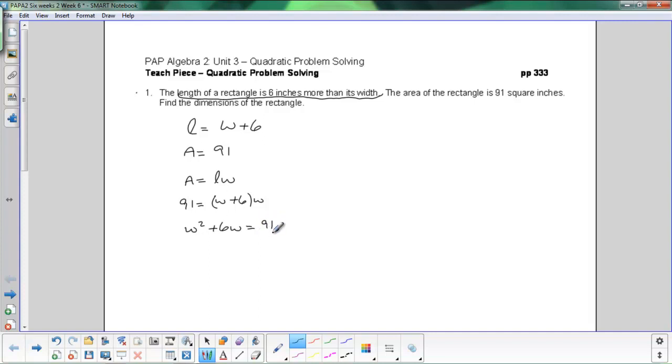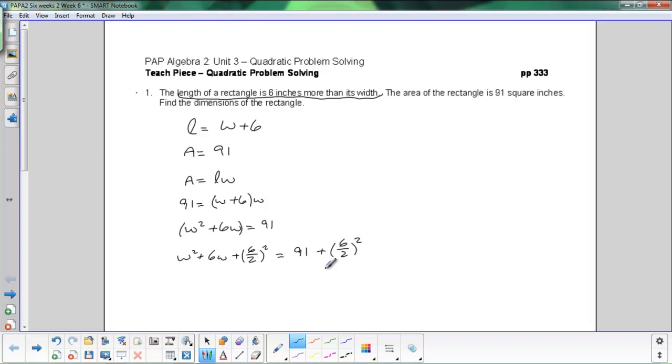I'm going to stop here and figure out the best way for me to solve this problem. The best way that I can see right now is completing the square. So I'll simply complete the square to find the answer. W squared plus 6W plus 6 over 2 squared equals 91. Remember, we'll be balancing this equation by adding 6 over 2 squared to the right side of the equation.